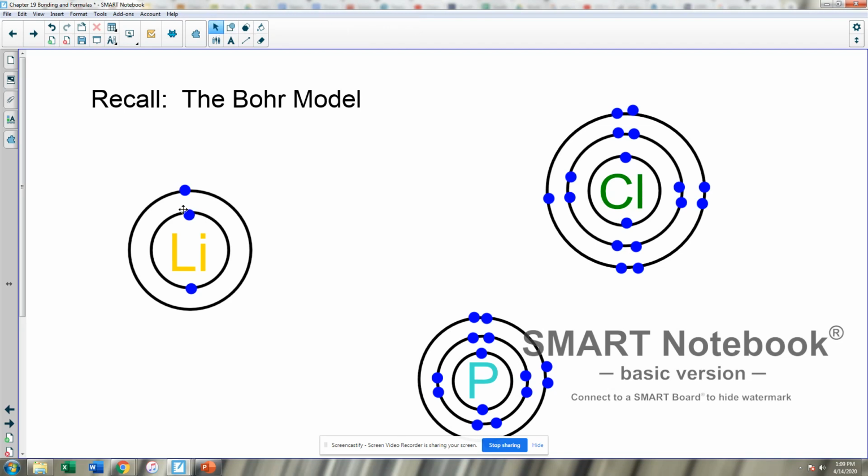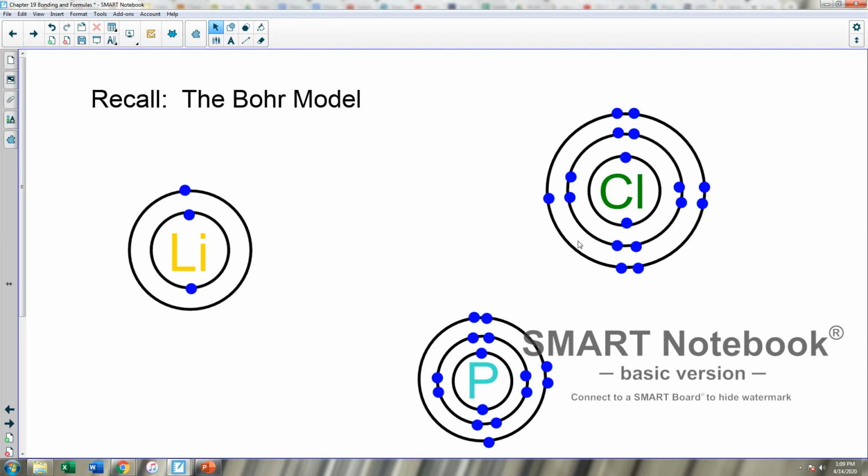And remember, we always completely filled the shells underneath with electrons, and the outer ring, the valence ring, might be partially full. Okay, so here's an example of lithium, phosphorus, chlorine. They have different numbers of valence electrons because they are in different parts of the periodic table.